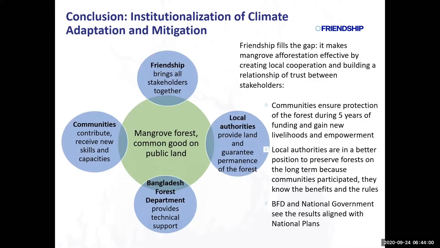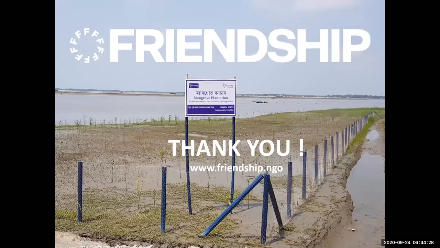Our conclusion: institutionalization of the climate adaptation and mitigation as a catalyst. Friendship engages local communities, the Department of Forest, and local government to be part of the whole approach so that they take ownership and are part of growing the trees and take care of trees beyond the project time. So the government is very much enlightened, very much happy because this is aligned with their national plan of action. This is our plantation area at a glance. There are many like this. The area is a bit close to the Sundarbans, so this is very much aligned with the biodiversity and ecosystem. That's all from my side, the presentation.